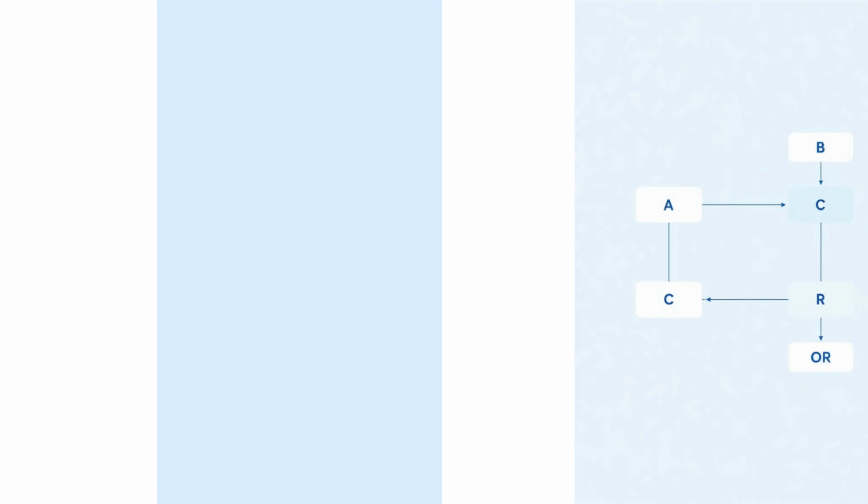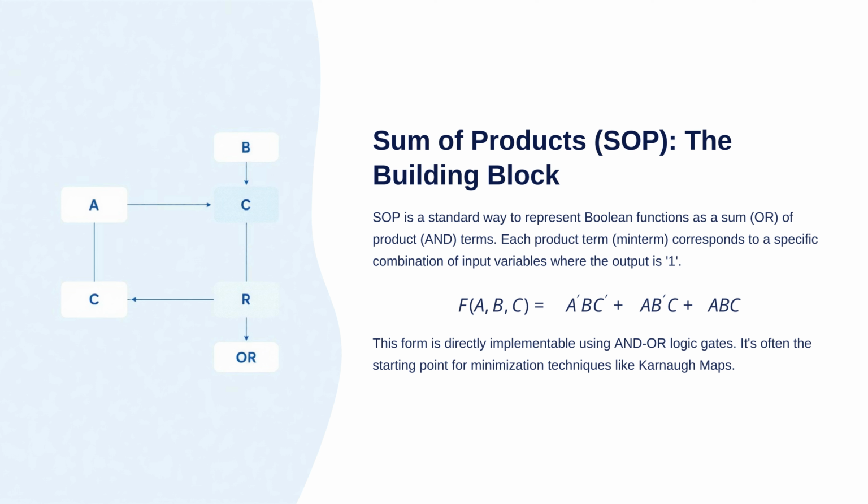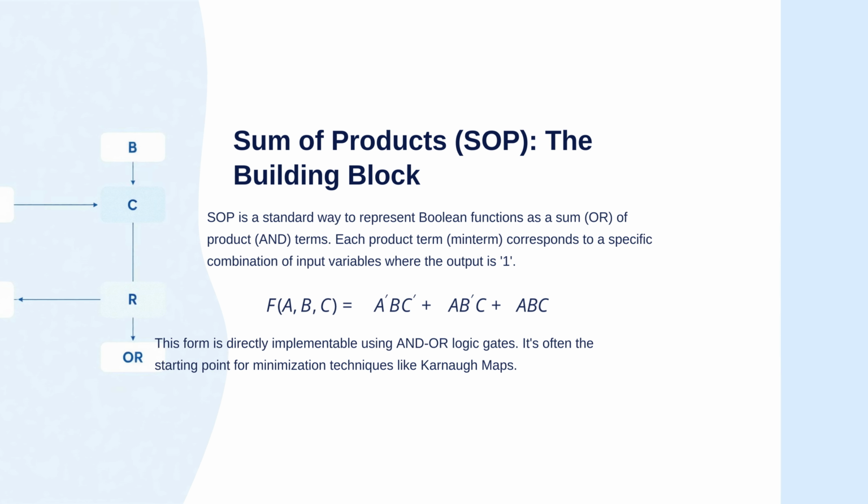Sum of products, SOP, the building block. SOP is a standard way to represent Boolean functions as a sum, OR, of product, AND, terms. Each product term, minterm, corresponds to a specific combination of input variables where the output is 1. This form is directly implementable using AND and OR logic gates. It's often the starting point for minimization techniques like Karnaugh maps.